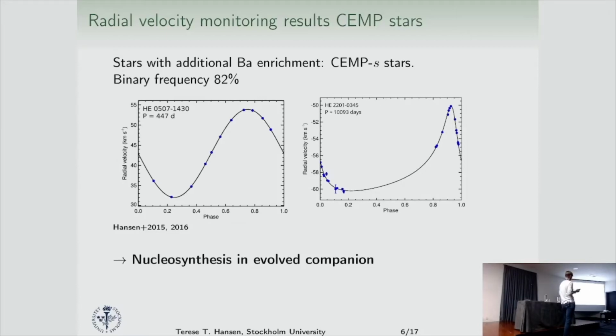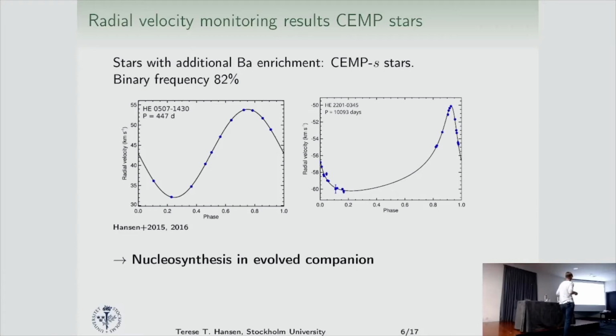So it turns out that carbon-enhanced metal-poor stars can broadly be separated into two different groups. One of the groups also has a lot of enrichment in what we call S-process elements, so stuff like barium. These are what we call CEMP-s stars. And from our radial velocity monitoring program, we found out that 82% of these were found in binary systems.